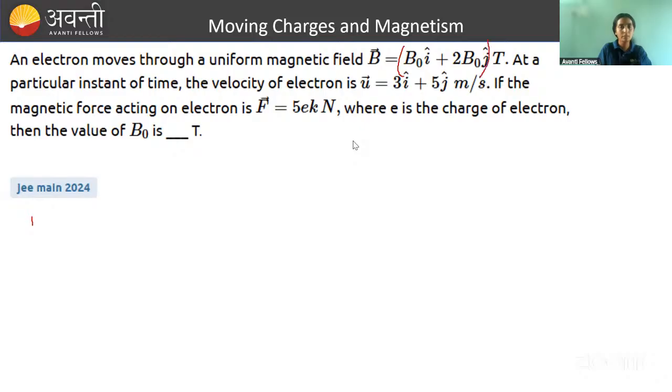Here T is the unit of magnetic field. This is the tesla. That we will study later, so you don't need to worry about it. The magnetic field is given. It has two components, B naught in the i cap direction and 2 B naught in the j cap direction. Velocity is also given. If the magnetic force acting on this is this, then what is the value of B naught? That is what you are being asked. Use the formula and let me know.